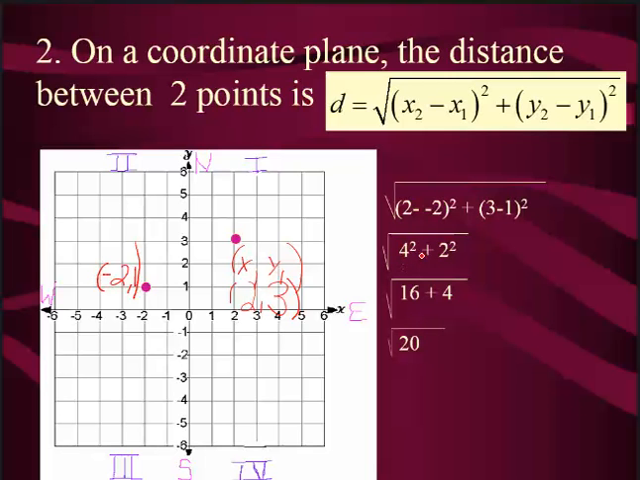4 squared is the same as 4 times itself, 16. 2 squared is 2 times itself, which is 4. Bring down the plus sign, and again, it's still all under the square root. 16 plus 4 is 20. And for now, we can just leave that as the square root of 20. We won't worry about simplifying that at all. Okay, so you're literally just plugging it straight in and doing the math.